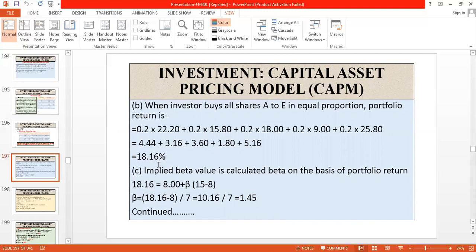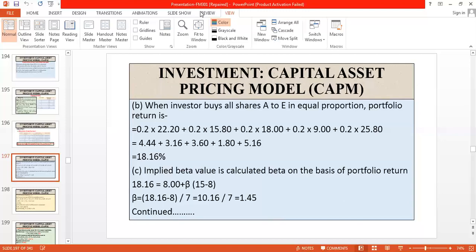Now, the next question in the problem was the calculation of implied beta value. What is implied beta value? In the case of implied beta, we don't know the beta value. So we have to calculate a beta value which will give us the expected portfolio return. So if I want to get 18.16% expected portfolio return, then what should be the beta value of the portfolio?